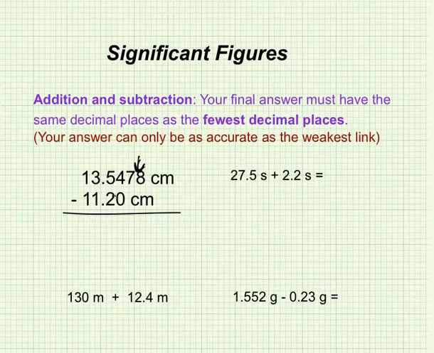Now compare that to the next measurement, which goes to the 10th. Does that zero count? It is to the right of a non-zero, and it is to the right of a decimal point. It matters. And so in this case, this number is only accurate to the 100th. When you add or subtract, this is the thing that determines it, the fact that you can only go to the 100th.